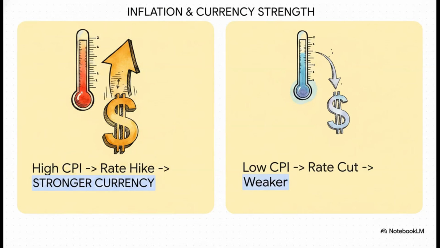Let's look at the two main ways this chain reaction plays out. In scenario 1, we have high CPI, meaning high inflation, so the central bank initiates a rate hike to cool things down. Well, higher interest rates attract foreign investors who are looking for a better return, and that sudden demand leads to a stronger currency. Now, in scenario 2, if we have low CPI, the central bank might trigger a rate cut to stimulate the economy.